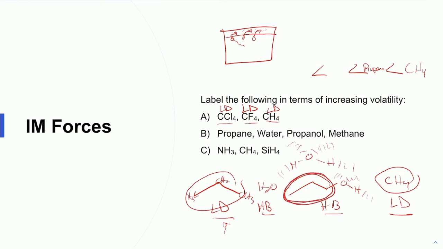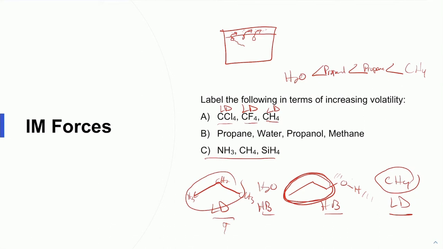So water is actually going to have the lowest volatility because it has the best ability to hydrogen bond and the highest intermolecular forces, and then propanol would come next. That's how you want to think about these problems. We'll do one more. I'll pause for a second so you can try C on your own if you haven't tried it already.